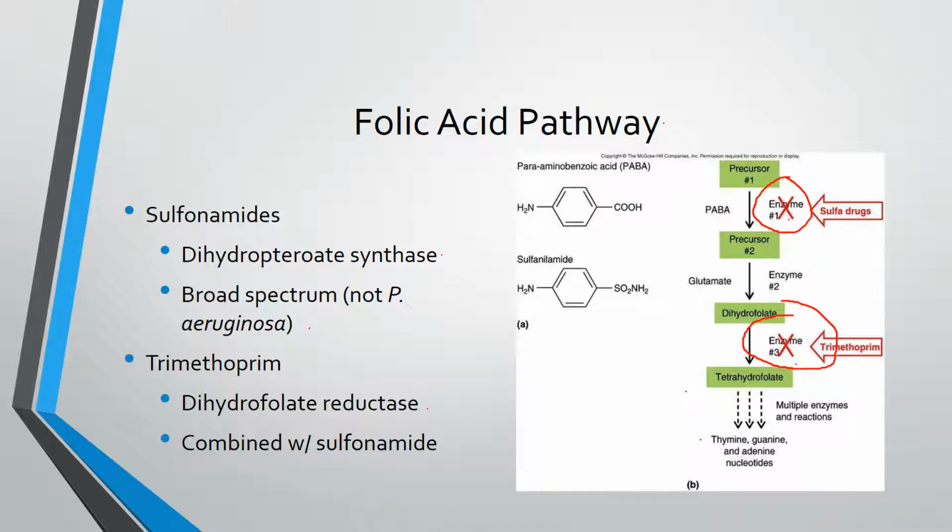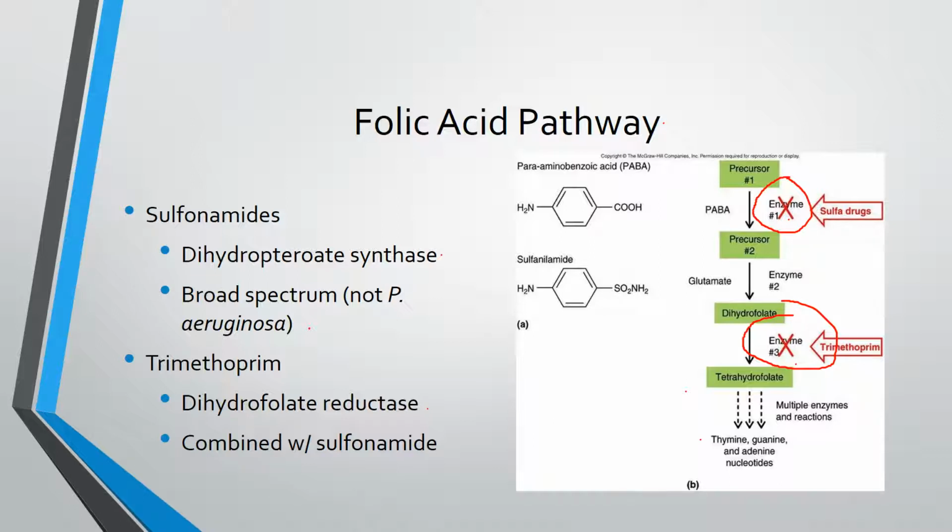The sulfonamides specifically, the enzyme that they're targeting is dihydropteroate synthetase. Okay, again, early in the folic acid pathway. There are several different sulfonamides that you can use, and they are broad spectrum, but they do not work against Pseudomonas aeruginosa. That's the one, just don't use it against that. Remember, always remember your exceptions. They end up on tests.